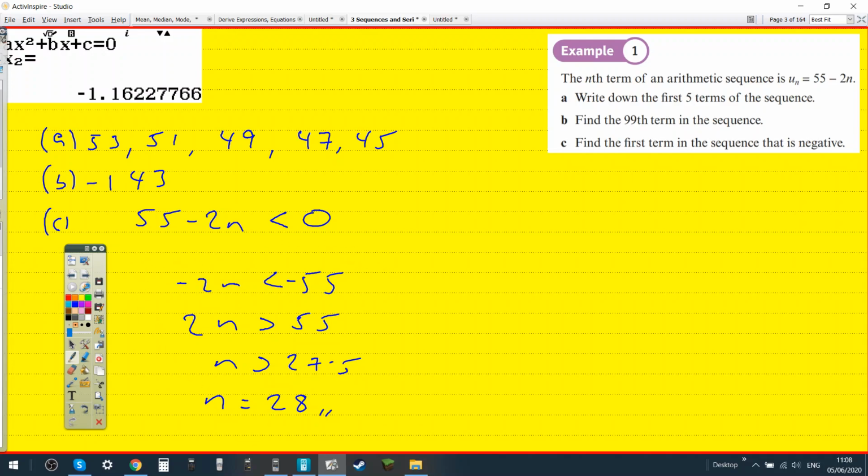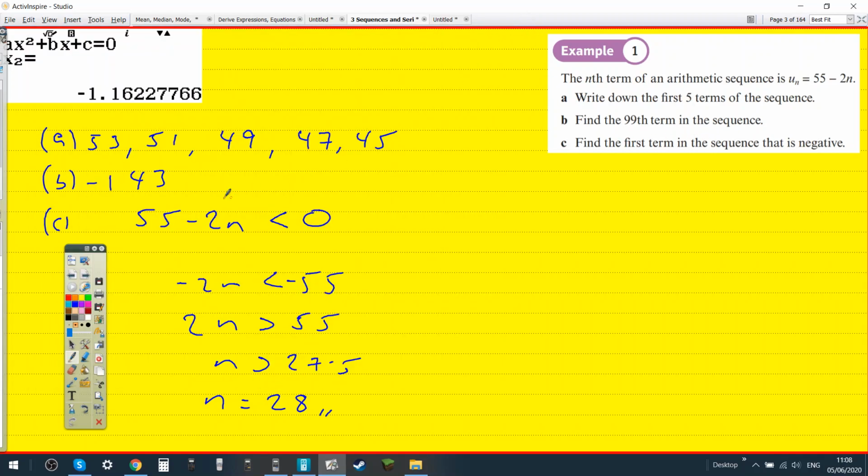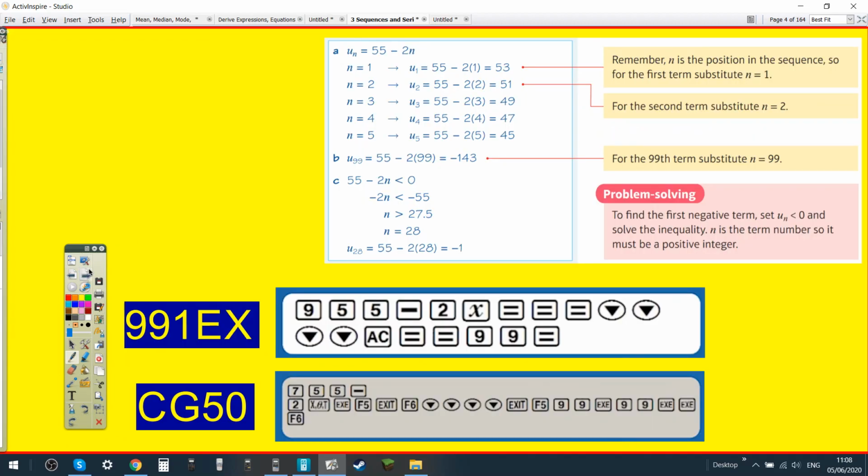Yeah. And just as a little extra thing, I wanted to see if this would work, and it did. You don't have to do this. With 55 minus 2x, I just set it to start at 99 and end at 99. And I got minus 143, which was the same as doing it the other way, but I had it handy in the calculator. I think your way is better: just 55 minus 2 times 99. Any questions there? No. Okay.